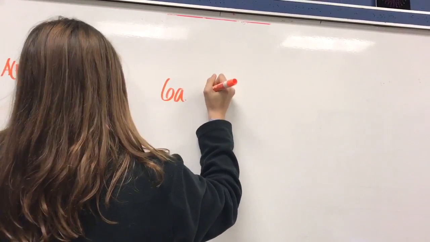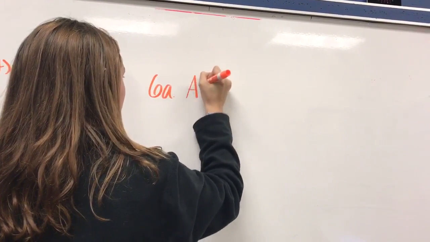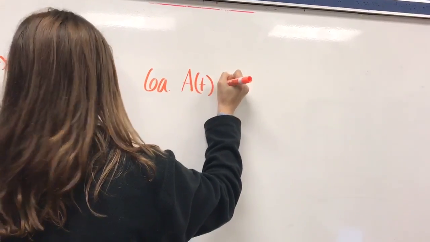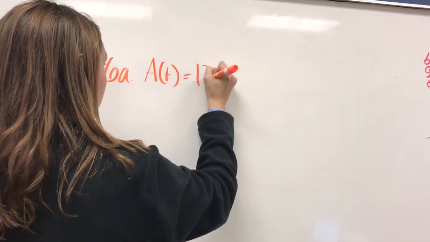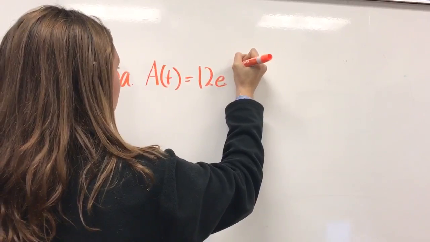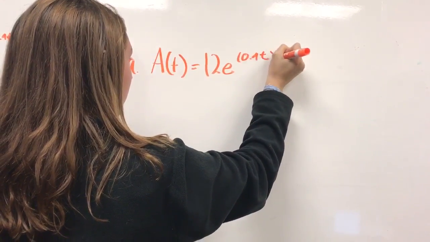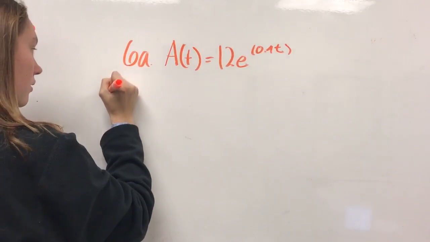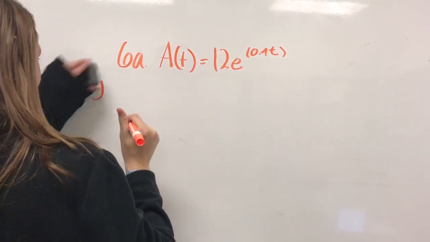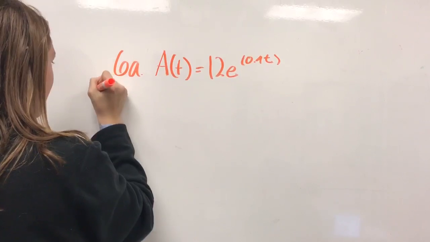Okay, so we did problem number 6, and 6a states the number of bacteria in two colonies A and B starts increasing at the same time. The number of bacteria in colony A after t hours is modeled by the function A of t equals 12 times e to the 0.4t. Find the number of bacteria in colony A after 4 hours.